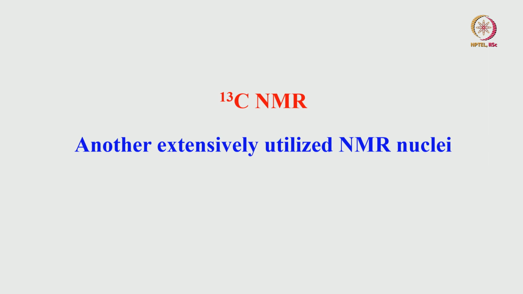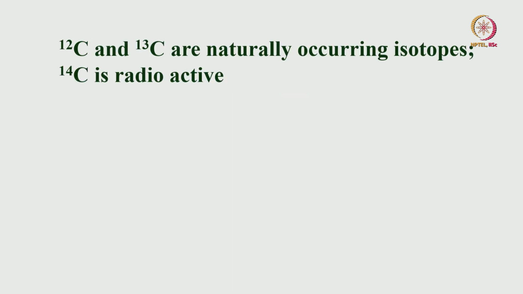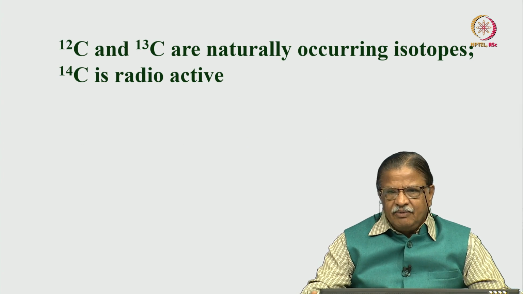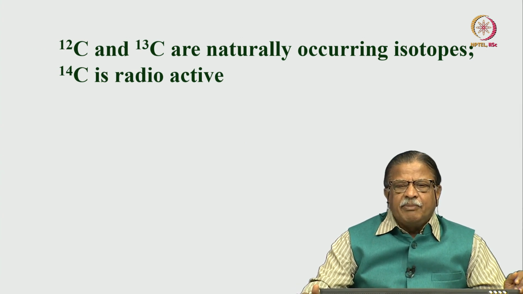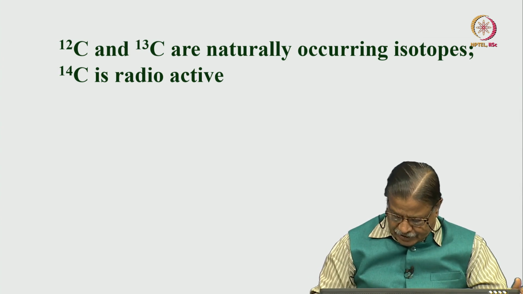Now, we will go further today and start working on carbon-13 NMR spectral analysis. We will look for carbon-13 NMR. Of course, carbon-13 is another nucleus which is extensively utilized, especially by organic chemists, because in most of the organic molecules, carbon is invariably present. When I talk about carbon, we have several isotopes of carbon. Carbon-12 and carbon-13 are naturally occurring, that is important for us. Carbon-14 is radioactive, we do not have to worry about it.